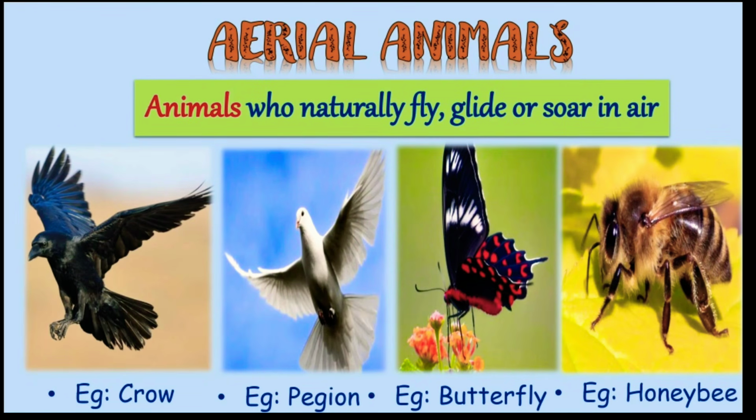And the last type is aerial animals. The animals which can naturally fly, glide or soar in the air. These types of animals are aerial animals. So the aerial animals are crow, pigeon, butterfly, honeybees. All of these are the aerial animals.